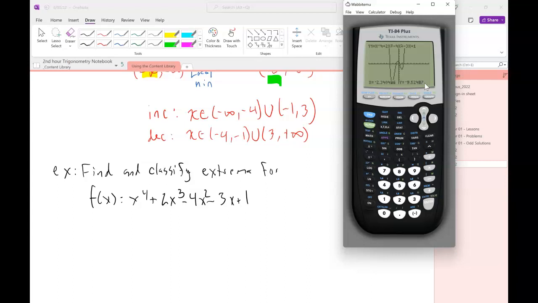Yeah, good job. All right, trying to find the local maximum now using that same command on your calculator. Follow along. See if you can get the correct value.